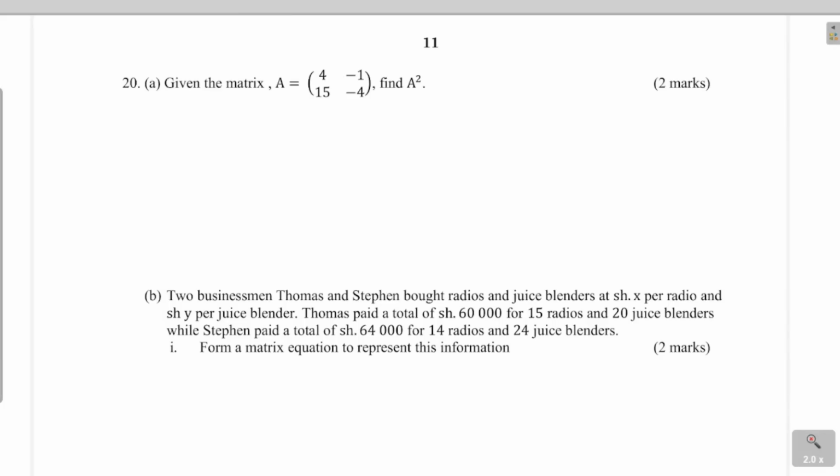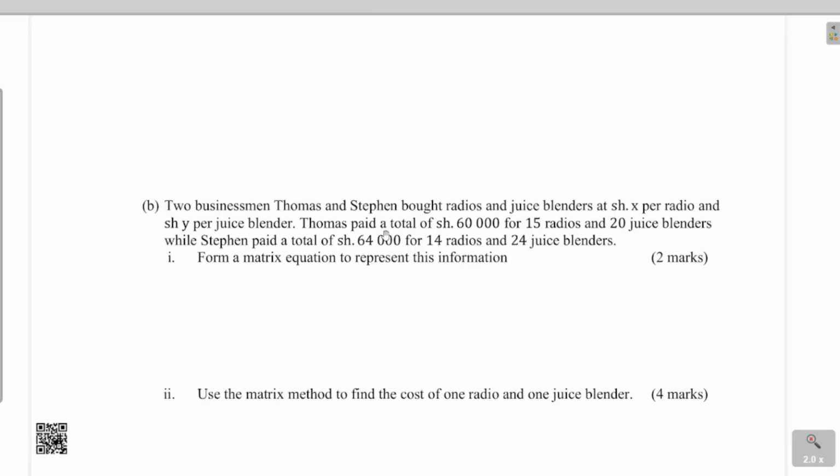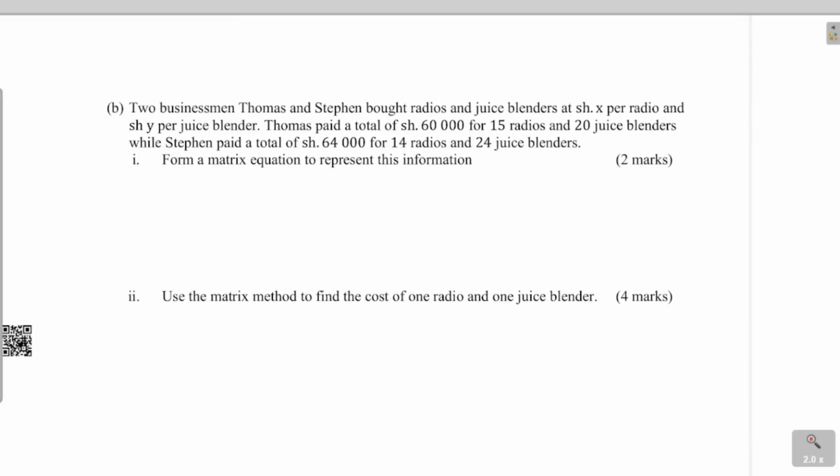Given the matrix A equals 4, 15, -1, -4, find A squared. Part B: two businessmen, Thomas and Stephen, bought radios and juice blenders at X shillings per radio and Y shillings per juice blender. Thomas paid a total of 60,000 for 15 radios and 20 juice blenders, while Stephen paid a total of 64,000 for 14 radios and 24 juice blenders. 1. Form a matrix equation to represent this information. 2. Use the matrix method to find the cost of 1 radio and 1 juice blender.